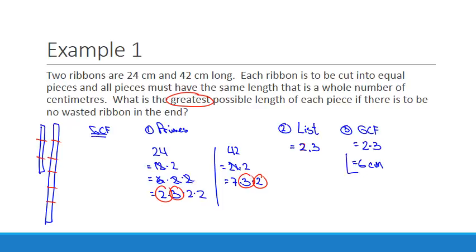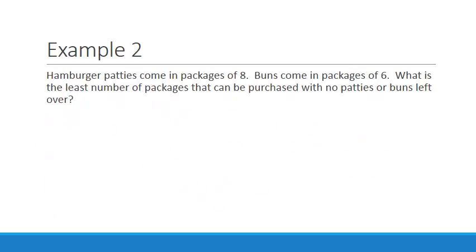I'm going to save some room and some writing and time, and just say that the ribbon length we're looking to cut is 6 centimeters. So what is the greatest possible length of each piece if there's to be no wasted ribbon? 6. If you make them all 6, that's going to maximize the situation. So that's how we apply our GCF.